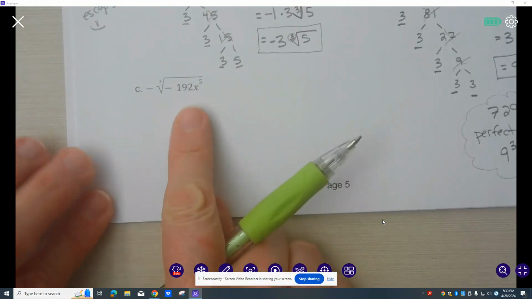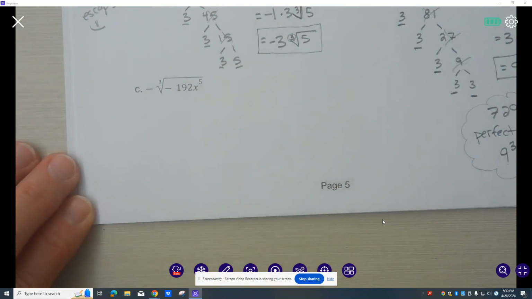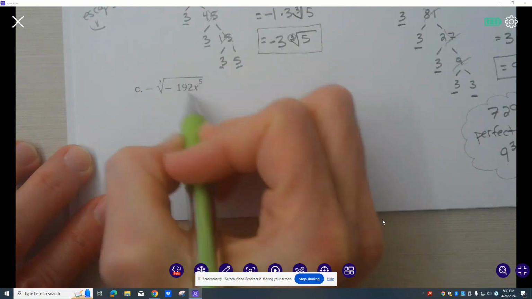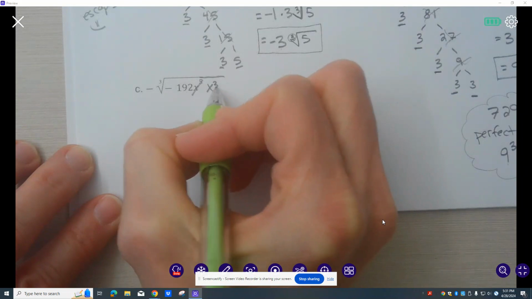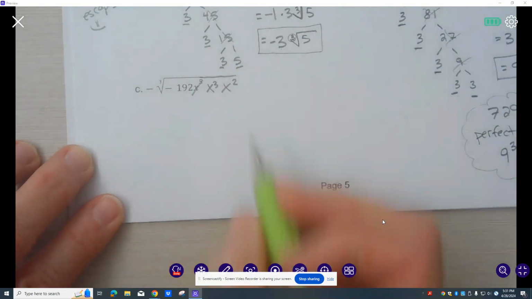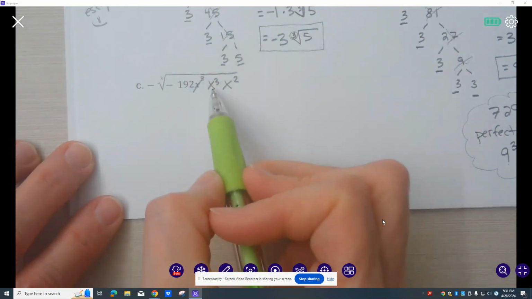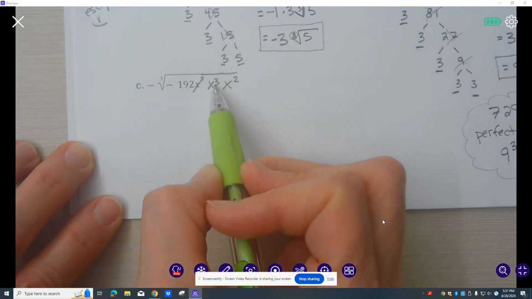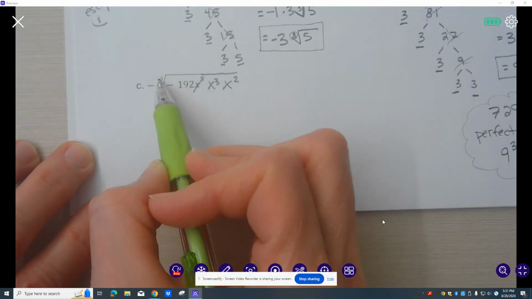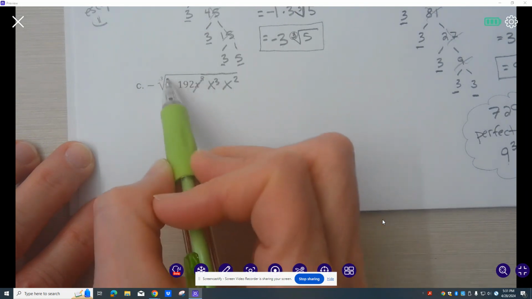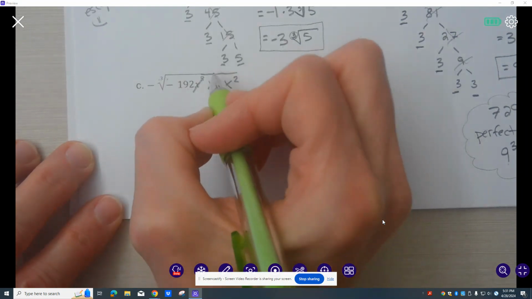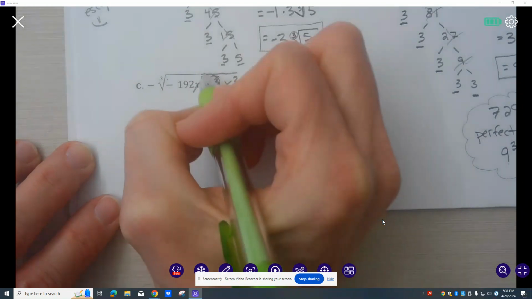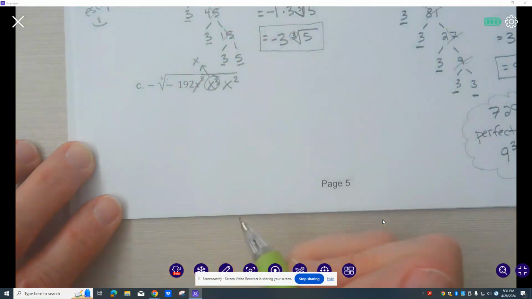Okay, this one's also a biggie. I think I'm going to rewrite this x to the fifth as x to the third times x to the second. So that's going to make it a little easier, because I know x to the third and my index is 3. 3 divided by 3 is going to be x to the 1. 3 divided by 3 is 1. So I know from these 3 x's, 1 x will escape.